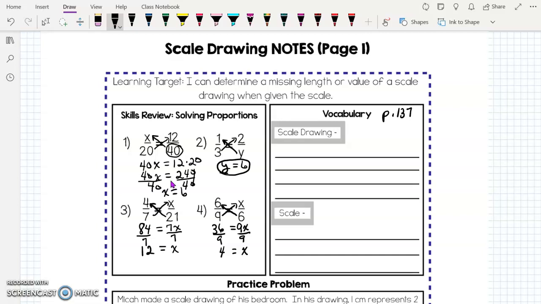So what is a scale drawing? Scale drawings are models, maps, or diagrams that are used to represent objects that are too large or too small to be drawn or built at actual size.